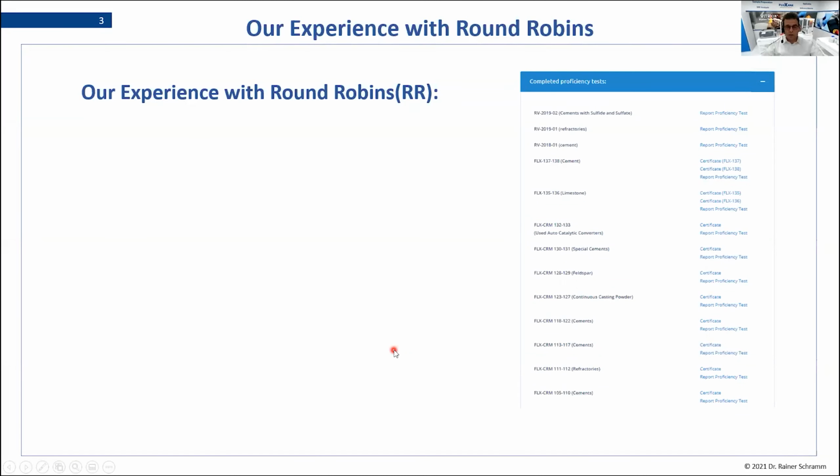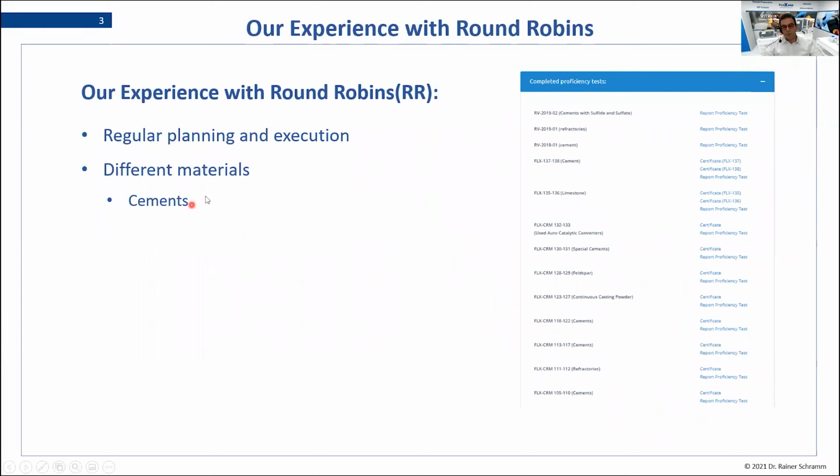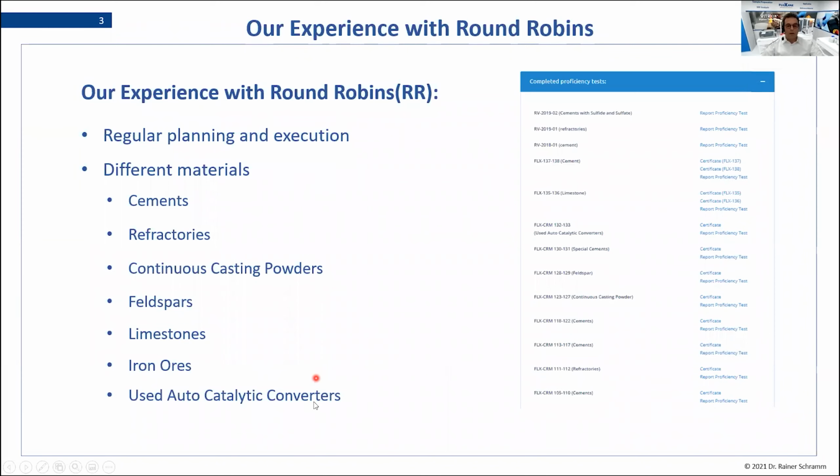So our experience over the last 12 years was made mainly with materials for the analysis of X-ray fluorescence. The materials we analyzed were things like cement, refractories, continuous casting powders, feldspars, limestones, iron ores. Also, we had some catalysts in between, but for all these materials the focus was on analysis with X-ray fluorescence, and this is our main experience, and this is what I want to talk about today.